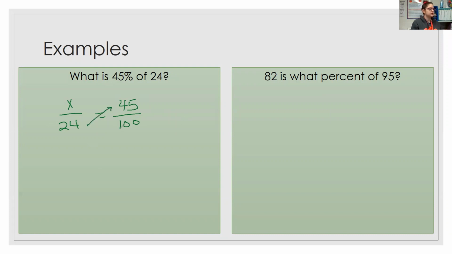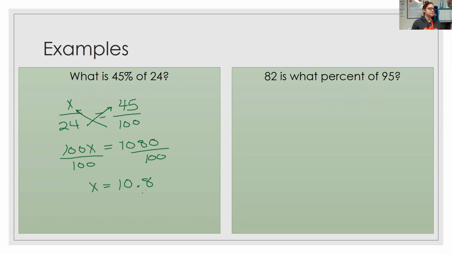So we're going to say 24 times 45 and 100 times x. 100 times x is 100x, and 24 times 45 gives us 1080. Then we're going to divide by 100 because it's with our x, and we undo multiplication with division. And so we get that x equals 10.8. So 10.8 is 45% of 24.